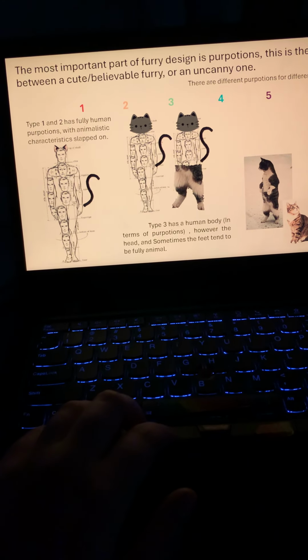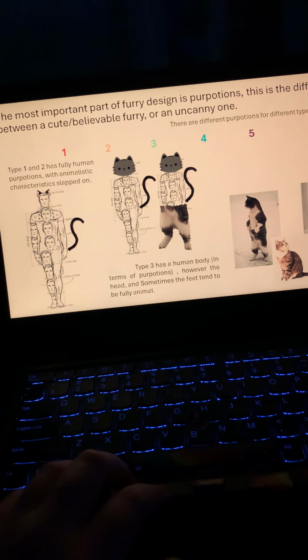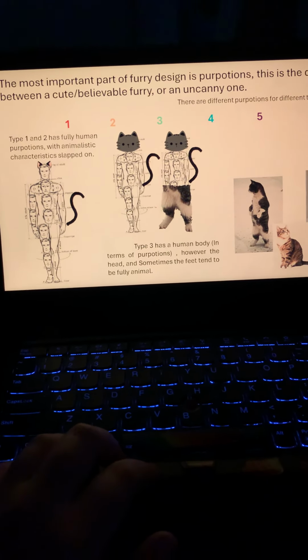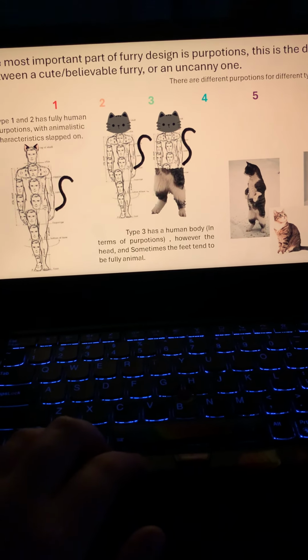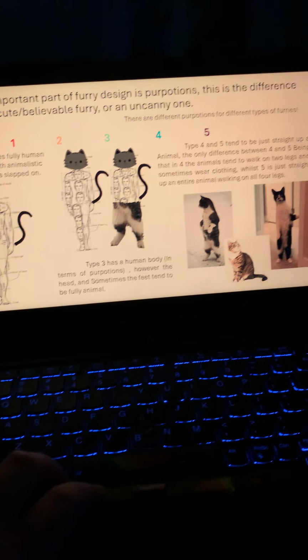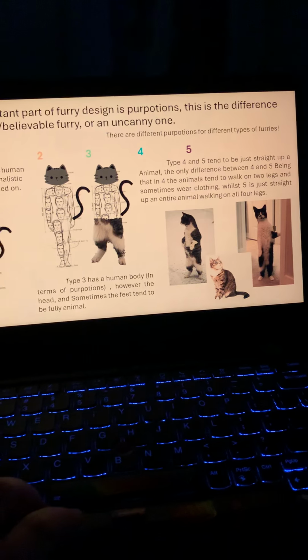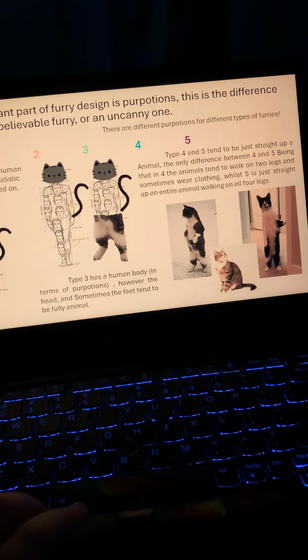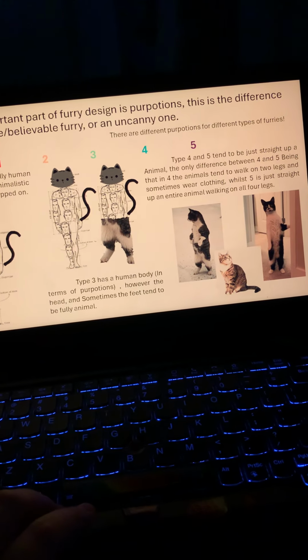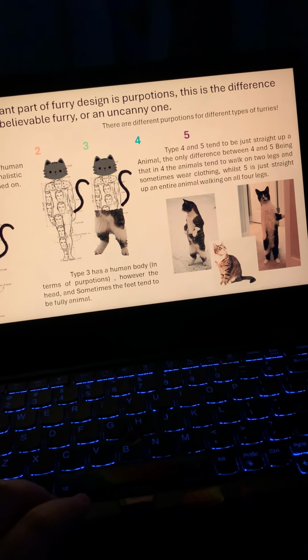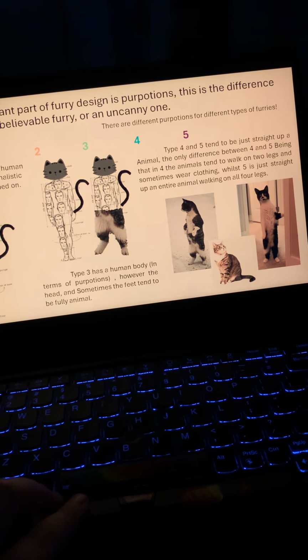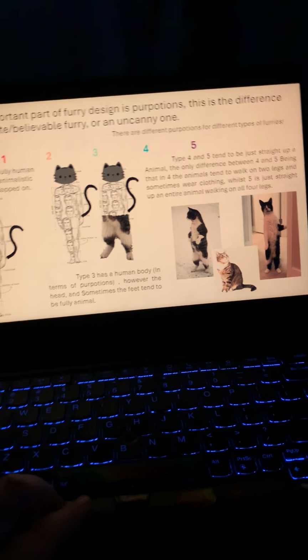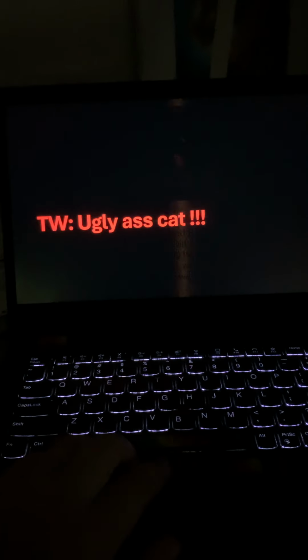Type 3 has a human body in terms of proportions. However, the head, sometimes the feet, tend to be fully animal. 4 and 5 tend to be just straight up an animal. The only difference between 4 and 5 being that in 4 the animal tends to walk on 2 legs and sometimes wear clothing, whilst 5 is just straight up an entire animal walking on all 4 legs. Trigger warning, ugly cat.